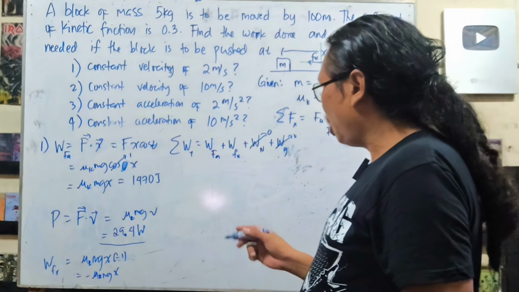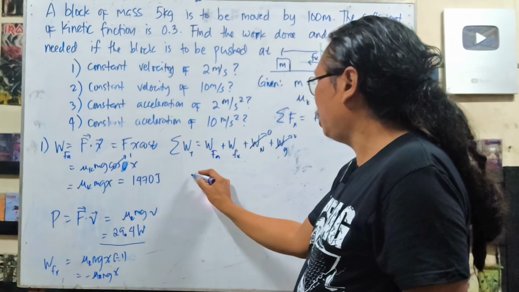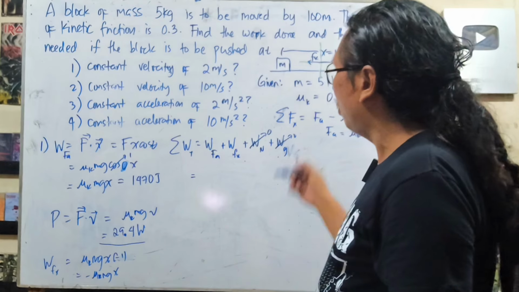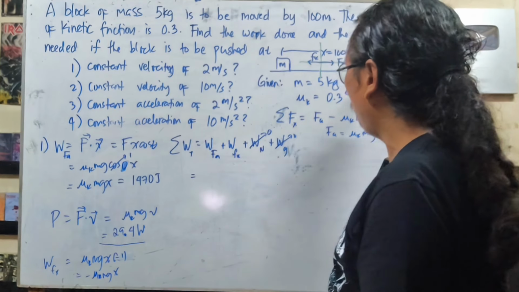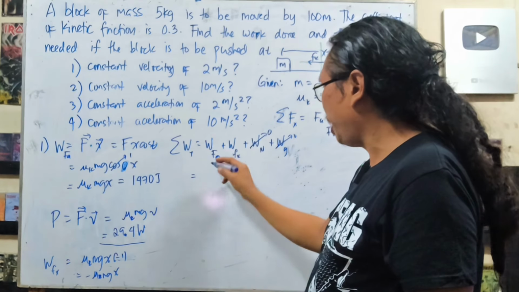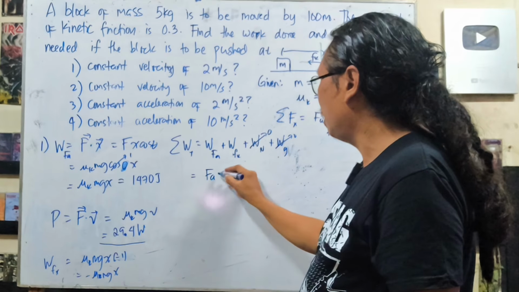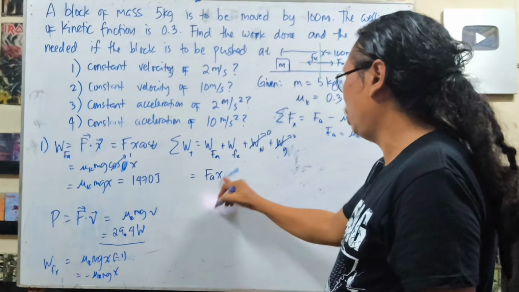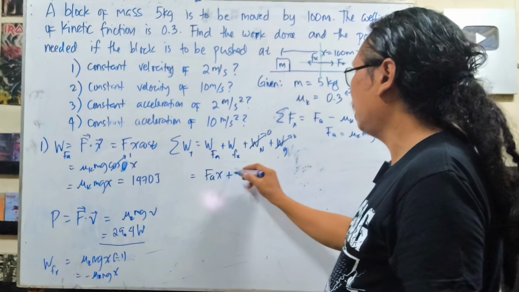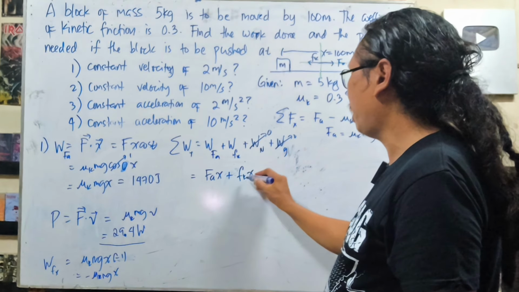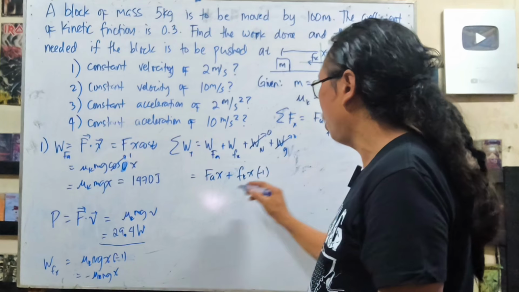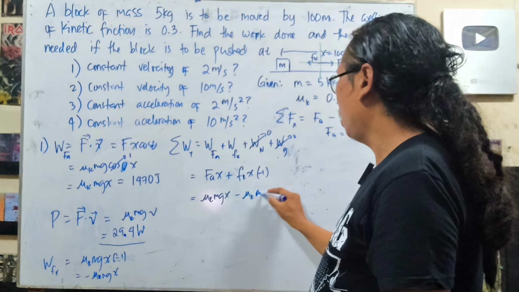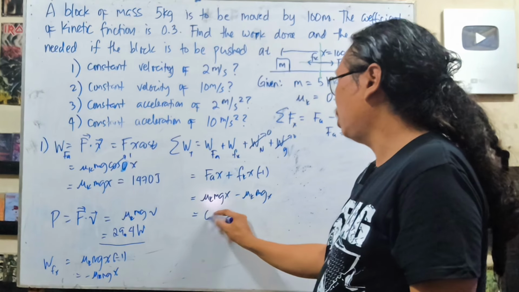And as you can see, this is just equal to the net force. What's the net force here? It's 0 because this is traveling at a constant motion. So we can derive this one. This is FaX, cosine of 0, so this is just 1, plus FkX, cosine of 180, so this is negative 1. This is mu k mgx minus mu k mgx, and this is just equal to 0.